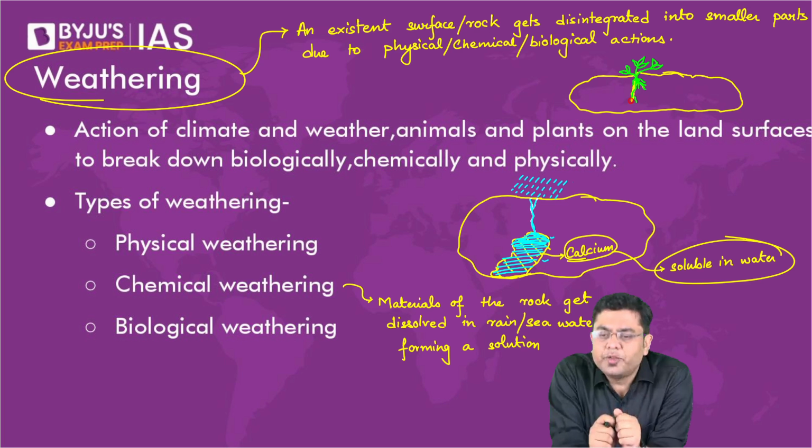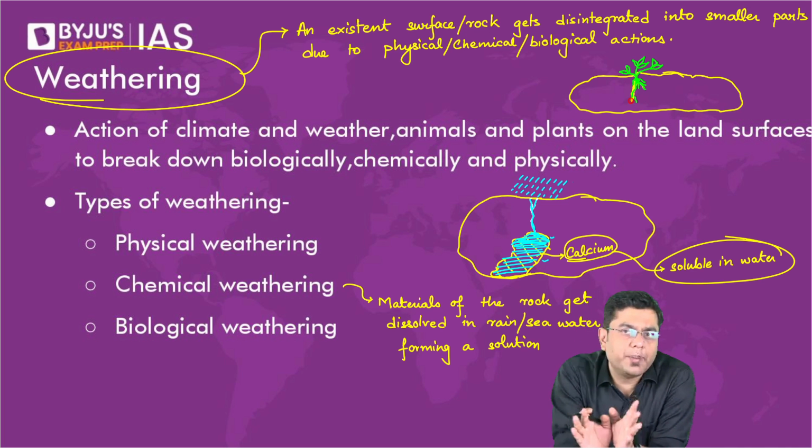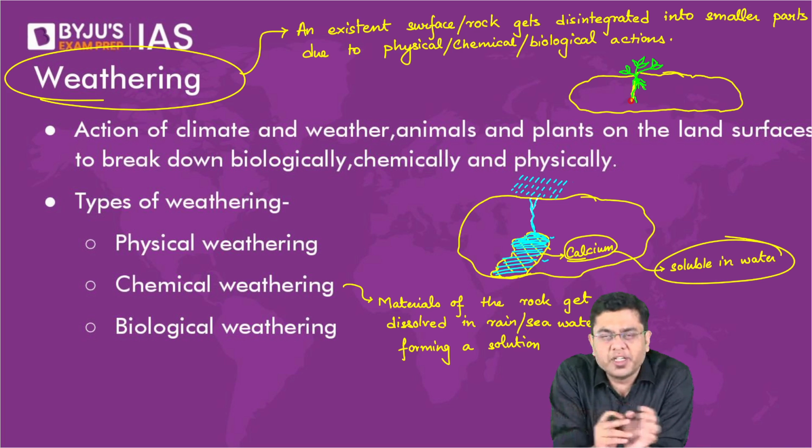Now, if I ask you a question, can physical weathering, biological weathering, and chemical weathering all happen at once, or will they happen individually? Here physical weathering is taking place, so no chemical weathering. Here chemical weathering is taking place, so no biological weathering. Can they happen all at once, or will they happen independently? Perfect.